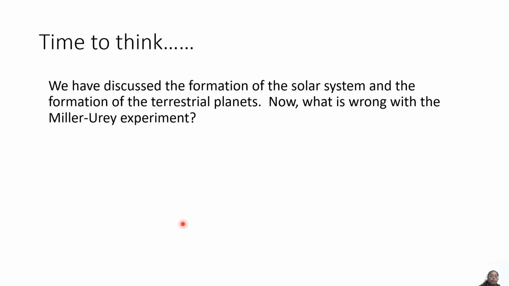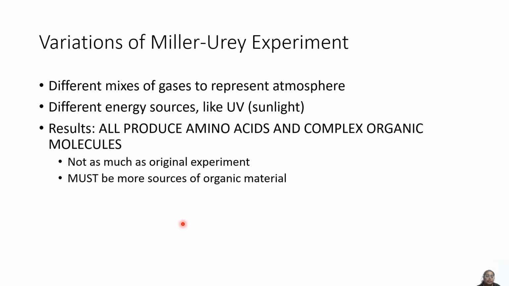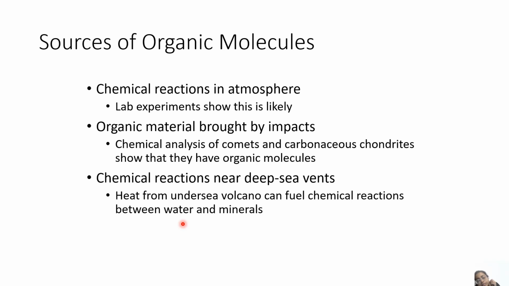Now, what is wrong with the Miller-Urey experiment? We'll talk about the variations of the Miller-Urey experiment. Different mixes of gases to represent the atmosphere, and different energy sources like UV and sunlight, all produce amino acids and complex organic molecules. Not as much as the original experiment, so there must be more sources of organic material.